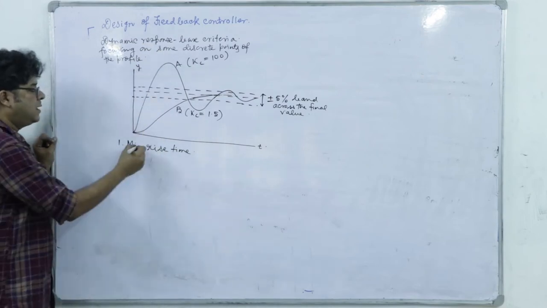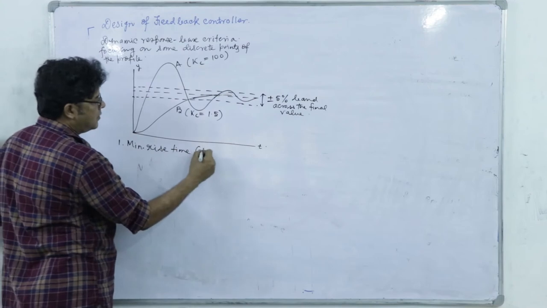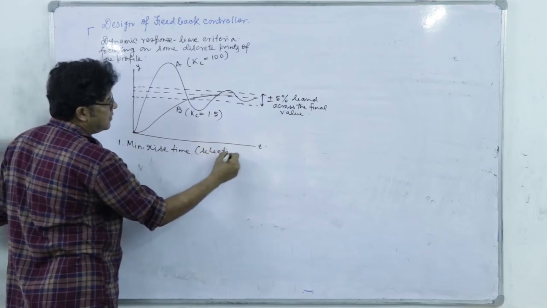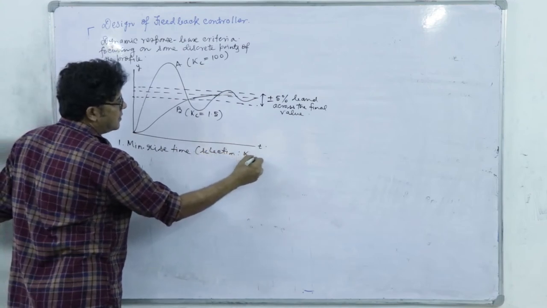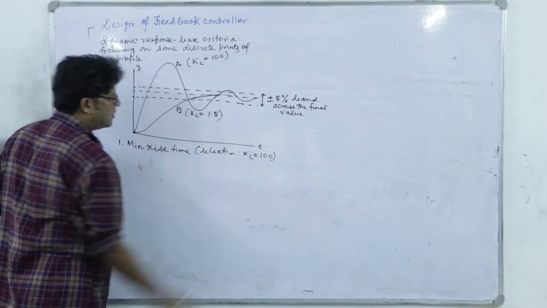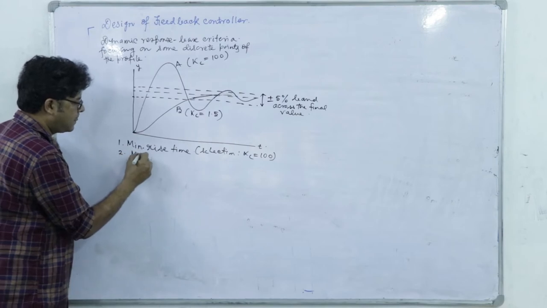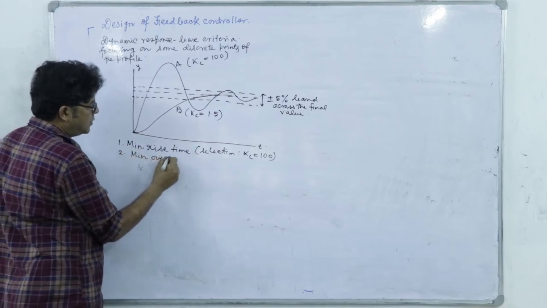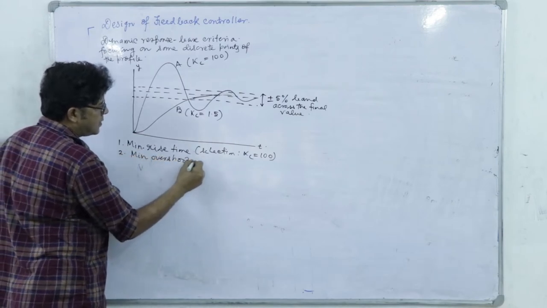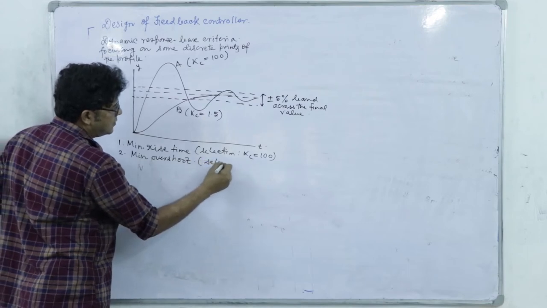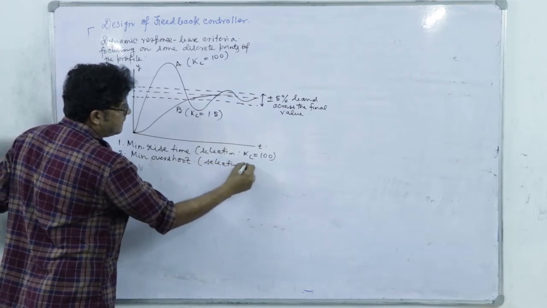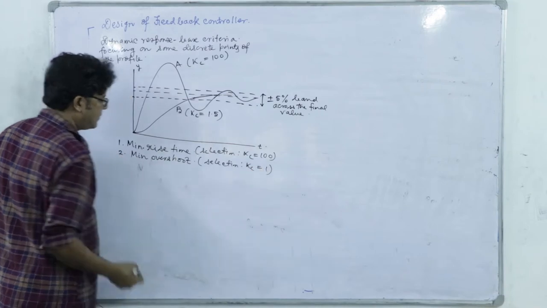If we choose minimum rise time, the selection is Kc equal to 100, right? That is the type A of response. If I choose minimum overshoot, that selection is Kc equal to 1.